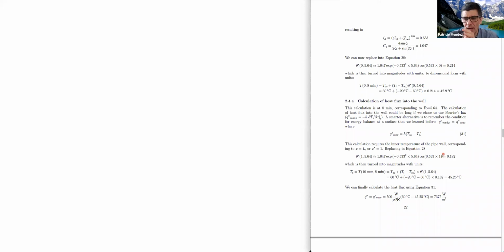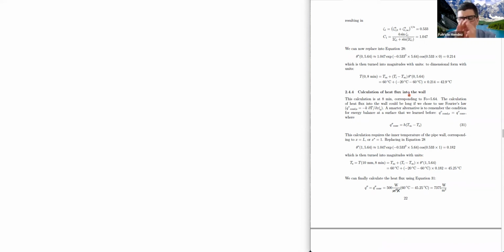Another question we have, please, you have this in the notes and you have it in the book, so please go over this. And another question we have is, what would be the heat flux into the wall?